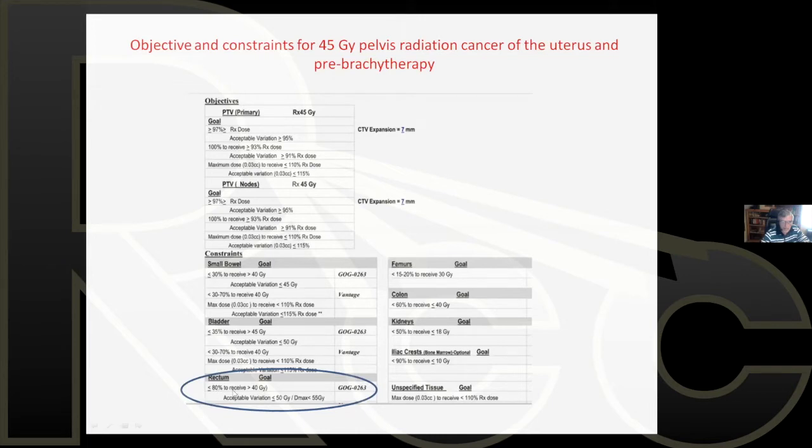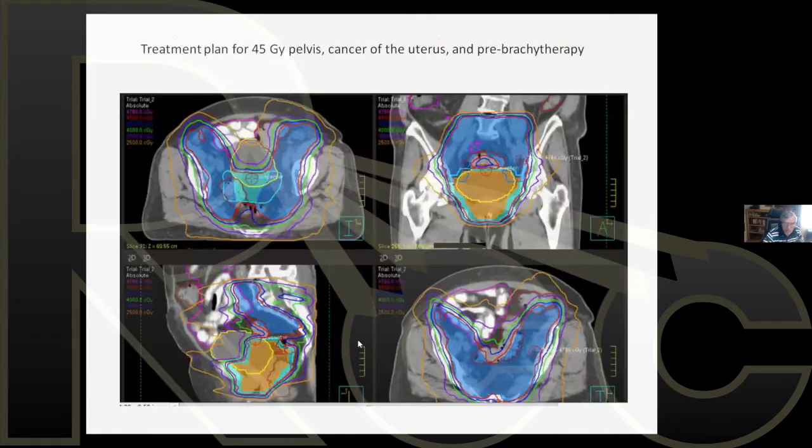Less than 80% of the rectum should receive less than 40 gray. So less than 80% cannot go over 40 gray. We want to keep the dose very, very low. We want 40 gray to 80% or less. Sometimes you can't always do that, and an acceptable variation here would be 50 gray. But the goal here is to keep 80% of the rectum under 40 gray. Sometimes you can't do that, and we'll see that in this example.